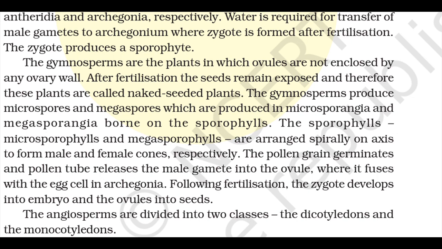The gymnosperms are the plants in which ovules are not enclosed by any ovary wall. After fertilization, the seeds remain exposed, and therefore these plants are called naked seed plants. The gymnosperms produce microspores and megaspores which are produced in microsporangia and megasporangia borne on sporophylls. The microsporophylls and megasporophylls are arranged spirally to form male and female cones respectively. The pollen grains germinate and the pollen tube releases the male gamete into ovules, where it fuses with the egg in the archegonia. Following fertilization, the zygote develops into an embryo and the ovules into seeds. The angiosperms are divided into two classes, the dicotyledons and the monocotyledons.